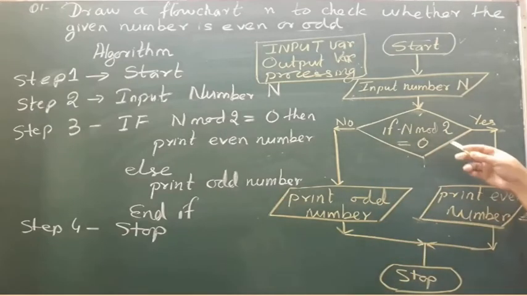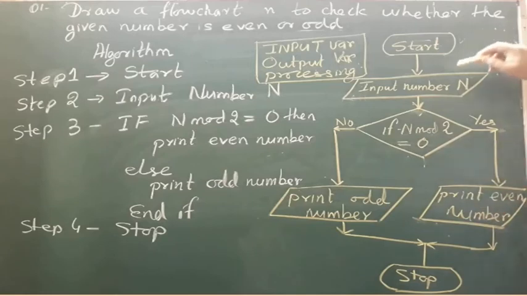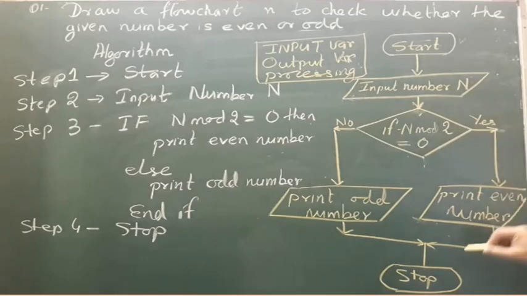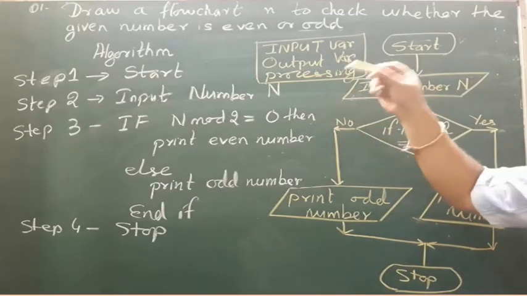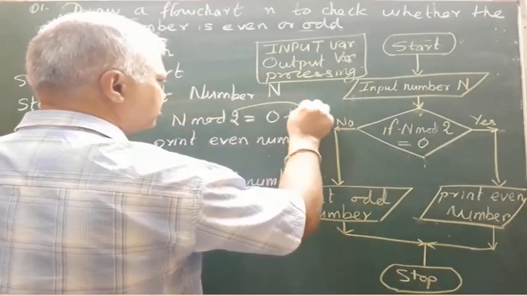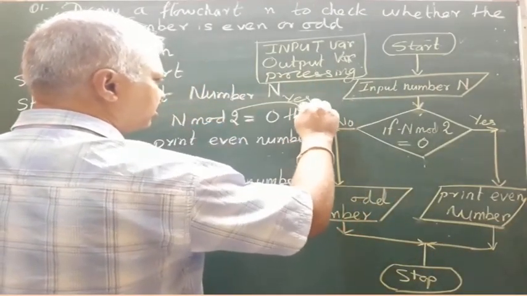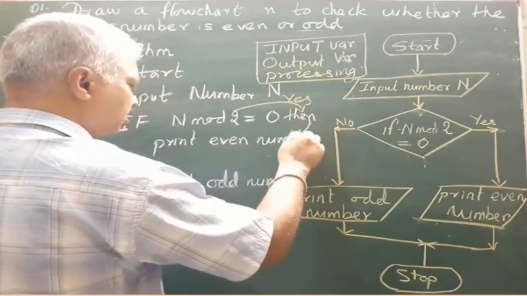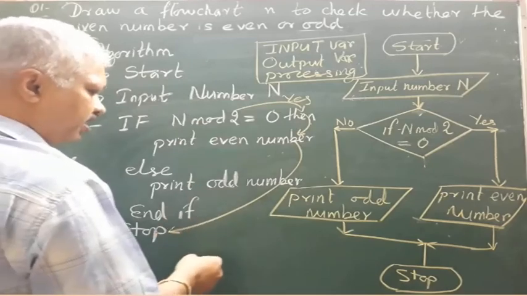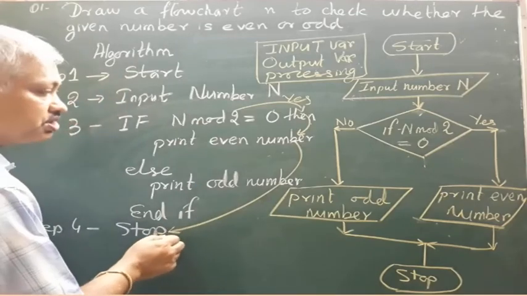I hope you have understood this part. Here, once the number is entered, it will check. If this is yes, then it will print even number. This is the then part. Then you see it is directly coming to stop. That's what I showed you earlier, that if this is yes, then it will come here, then it will go here, and then it will go directly. Actually, you can skip the end if here. You can directly go to stop.